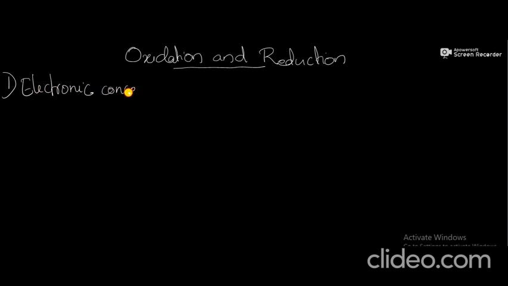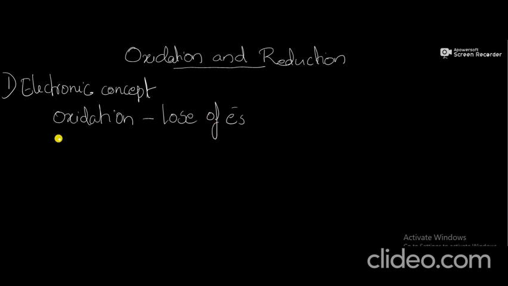Electronic concept. What do you mean by oxidation? According to the electronic concept, a process in which an atom, molecule or ion loses one or more electrons is called oxidation. So oxidation is loss of electrons. Simply we can say that loss of electrons is oxidation.